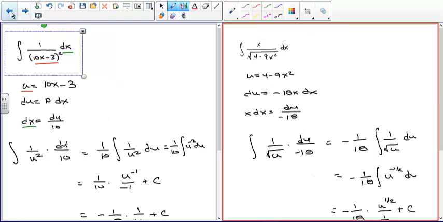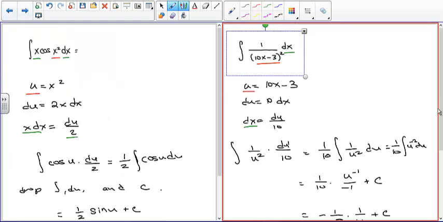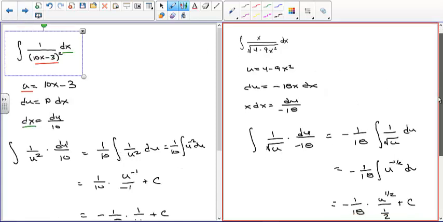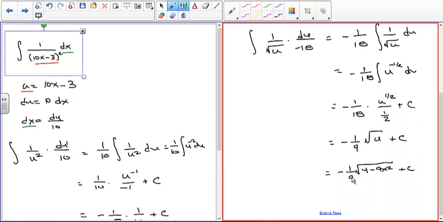Okay, so let's go back and see if you got them right. The second problem, you get negative 18 times 1 over u. U is 10x minus 3. Add your arbitrary constant c. The next one is negative 1/9 times the square root of 4 minus 9x squared plus c.